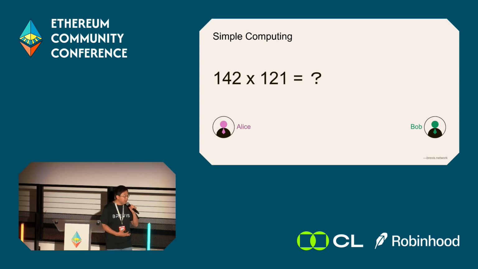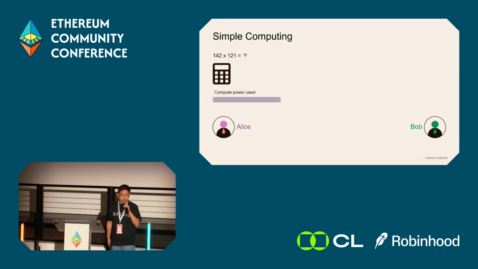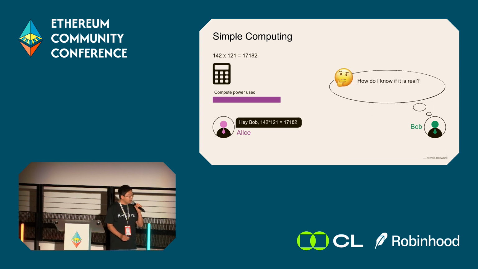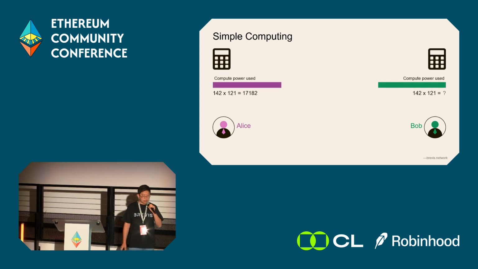This is the simplest form of computation you can think of, where Alice wants to compute the result of a multiplication equation, and Alice spends some computation time to do it. And the interesting thing is that if Alice now wants to convince Bob the result of the computation is such and such, the only thing that Bob can do here is to actually run the computation again himself. So Bob spends the same number of computation units and gets the result.